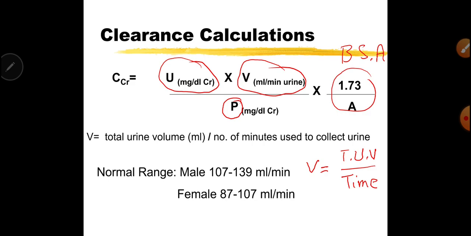So this formula, you have to memorize it carefully, and you can apply it for the calculation of the clearance of creatinine in urine. The normal range is also to be memorized. The normal range is from 107 to 138 ml per minute in males, and 87 to 107 ml per minute in females. So remember these numbers as the normal values for creatinine clearance.